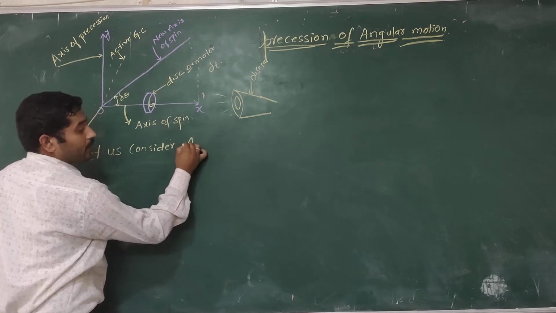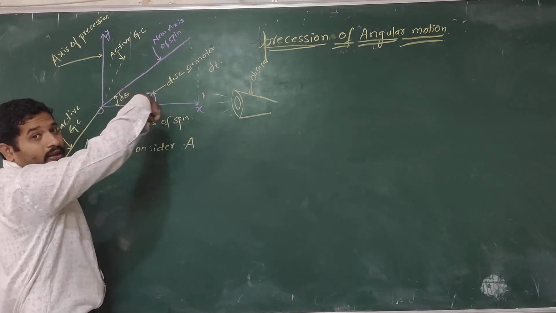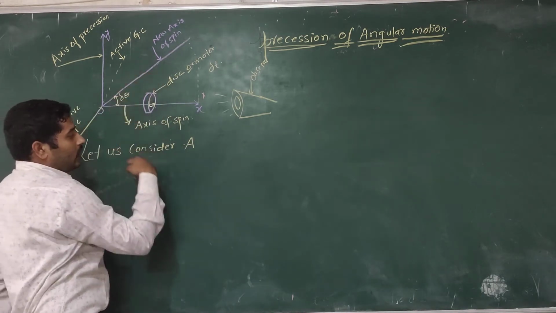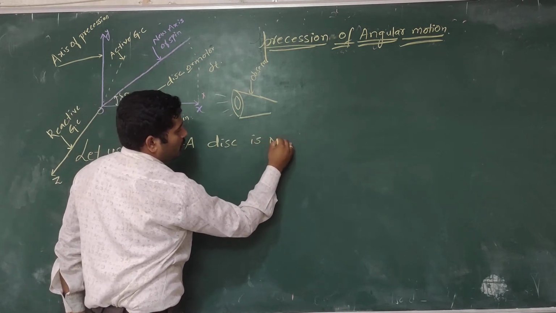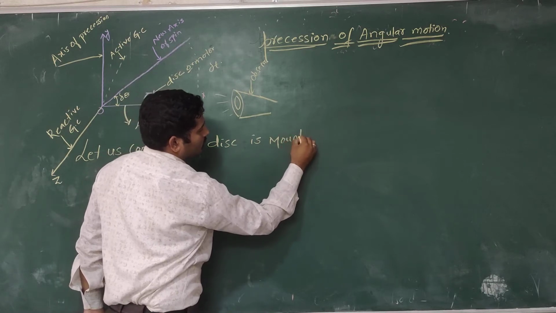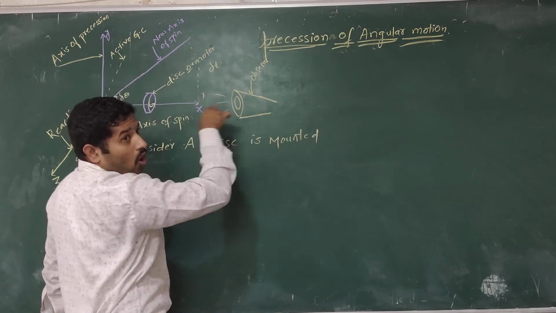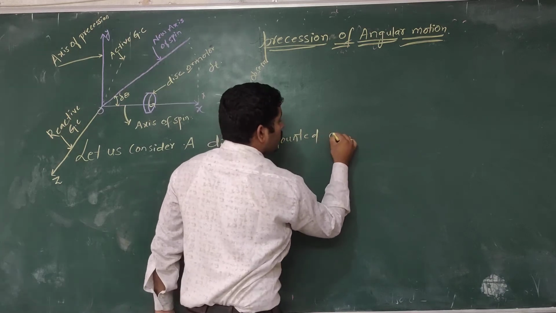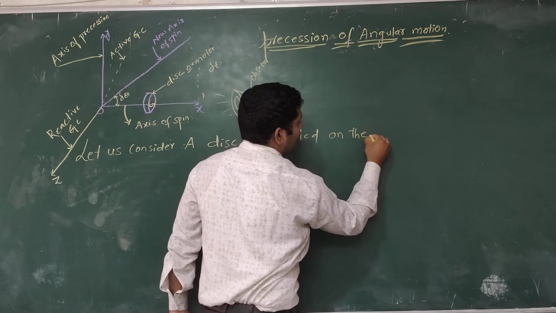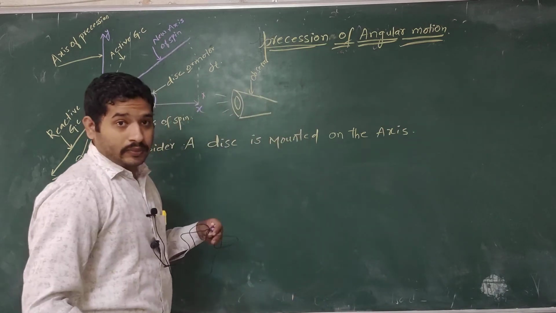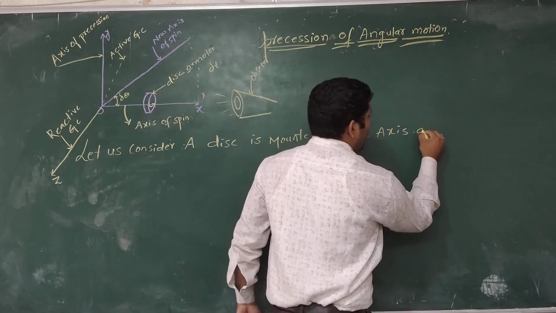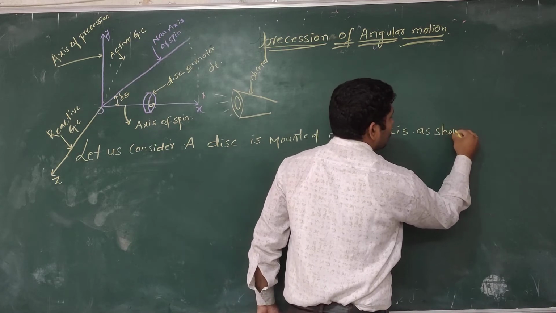Then, first thing is, let us consider a disc is mounted. Where is it mounted here? A disc is mounted on whom, dear? On the axis, as shown in the figure.